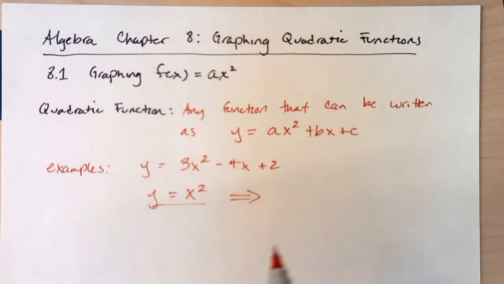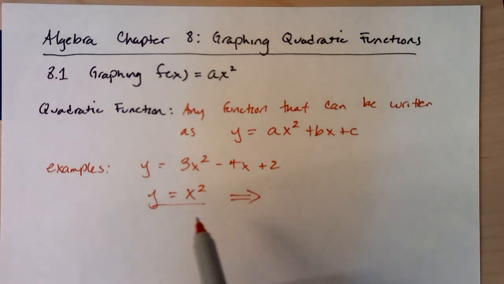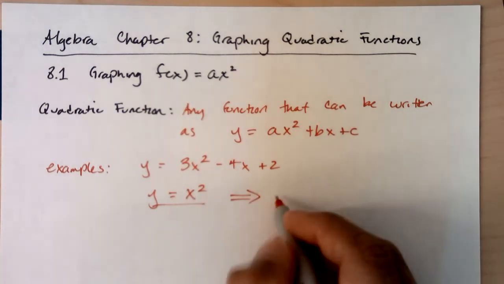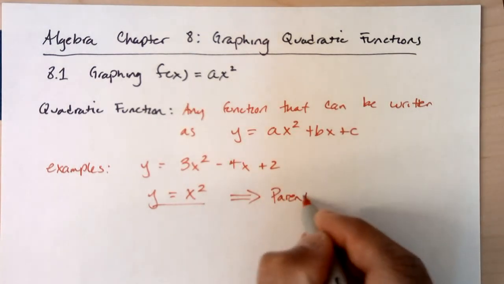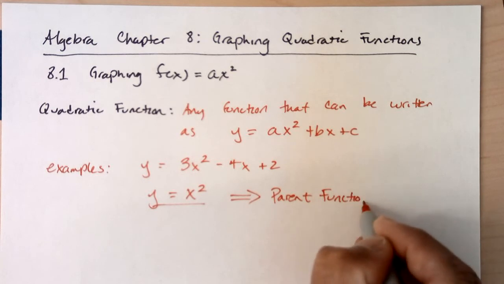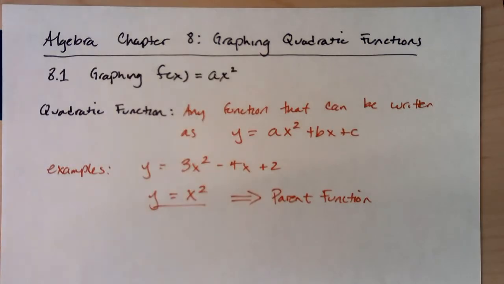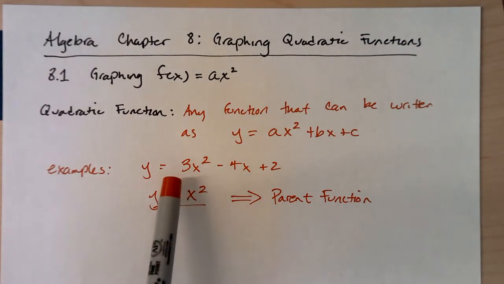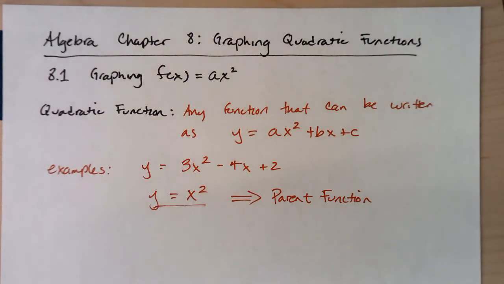When we graph our quadratic functions, since this is the most basic quadratic function that you can have, this is what's referred to as our parent function or the main function, because we'll compare all of the other graphs to this function right here. But on our first example, y equals 3x squared minus 4x plus 2, a is 3, b is negative 4, and then c is 2. On the second example here, a is 1, b is actually 0, and then c is 0 as well.